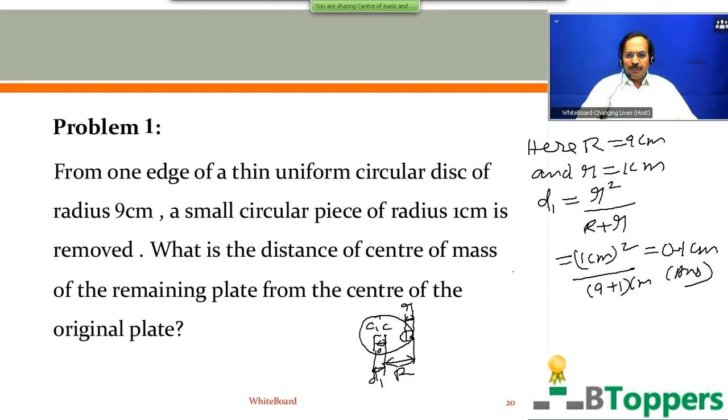If you want to copy the working, you can take a pause and copy the working. So in my next class, I am going to discuss the velocity and acceleration of the center of mass and the principle of conservation of linear momentum.